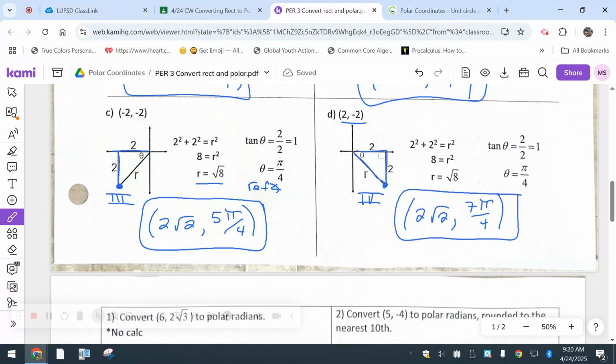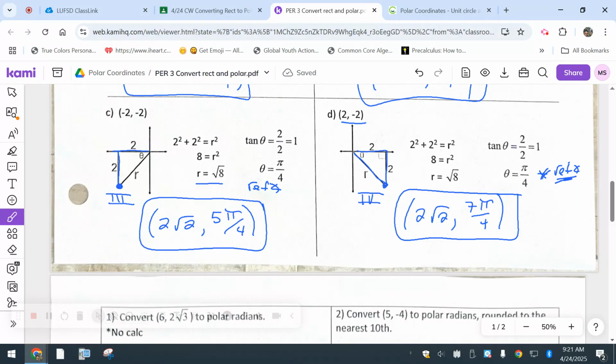7 pi over 4. All right. So the biggest thing that I can tell you guys, just from my experience, is after you get your angle, right? I always like you to write reference angle, because you've got to make sure your angle matches your quadrant, okay? So the triangles are important here, all right? You do want to draw them. So what we're going to do, on the next page, we're only going to do 2 of them, and then you're going to have 2 for homework, okay?